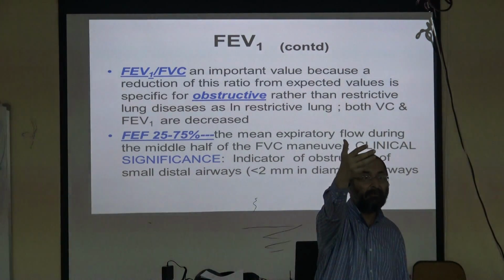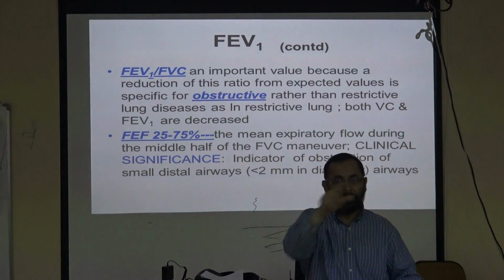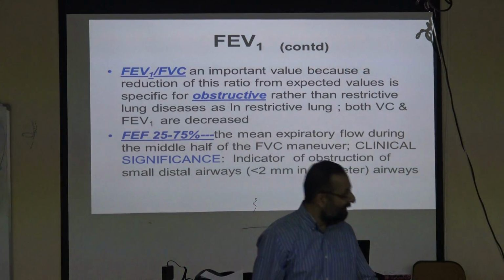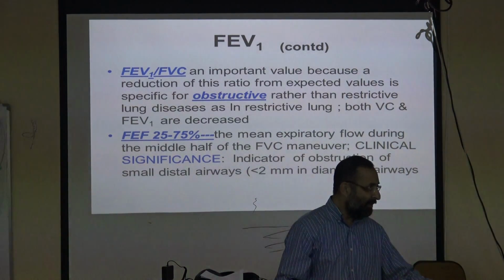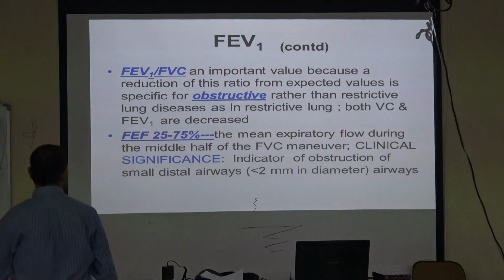How much is my FEV1? 3. How much is my FVC total? 4. 3 upon 4. Now you will get the percentage. How much is the percentage? 75% normally. Did you get that? Maybe more, maybe 80% or like this in a normal person.